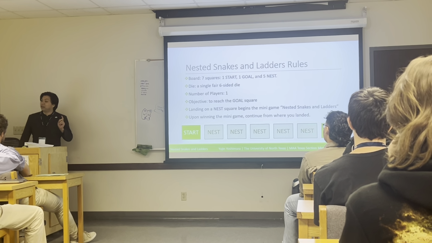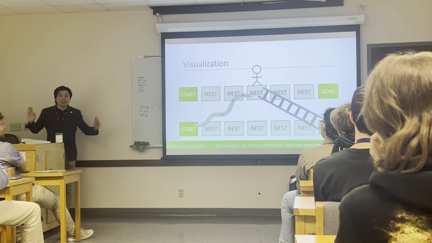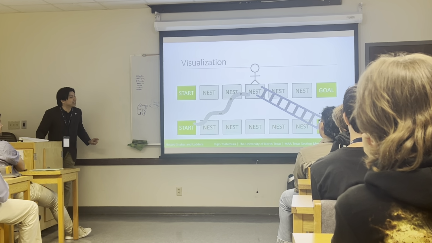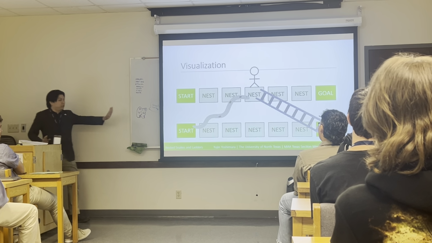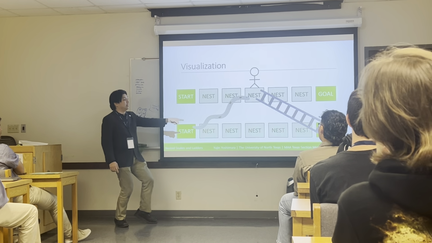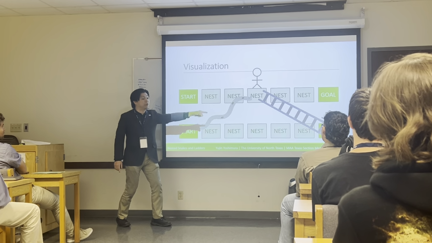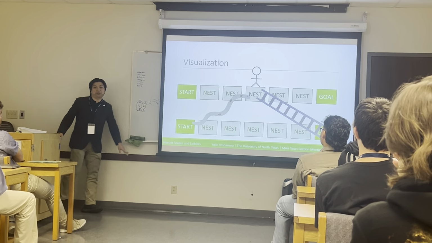It sounds a little bit complicated, so I tried to make a visualization. This is not so beautiful, I guess. It's a poor visualization. It's not so accurate, because if I draw it like that, it looks like if I stop at the goal, I go up the ladder, and go down the snake, which is not so true.